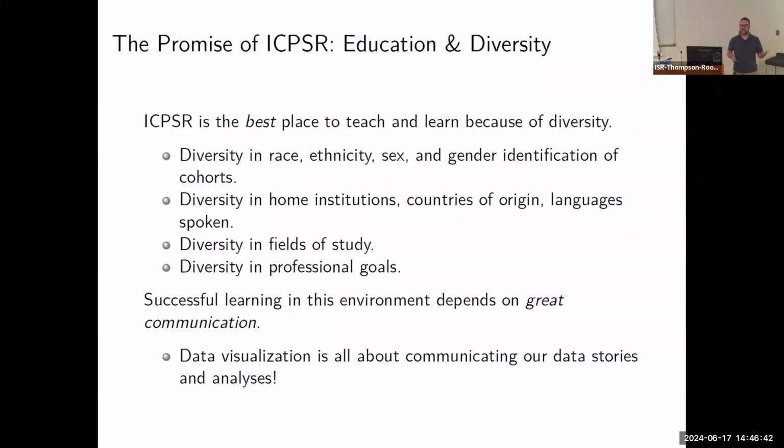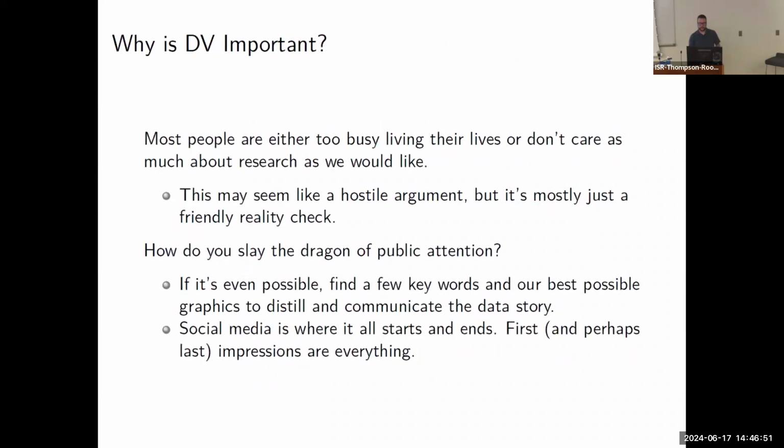And data visualization is nothing more than learning how to communicate your research findings as best as possible. So that's exactly what this is about. So why is DV actually important? Well, mostly because a lot of people are very busy and they might be too busy working in their own research to be able to read and understand and be compelled and moved by your own research. Some people may not care as much about research and statistical findings as we would like them to be. So it's not really a hostile argument, it's just a reality check, right?